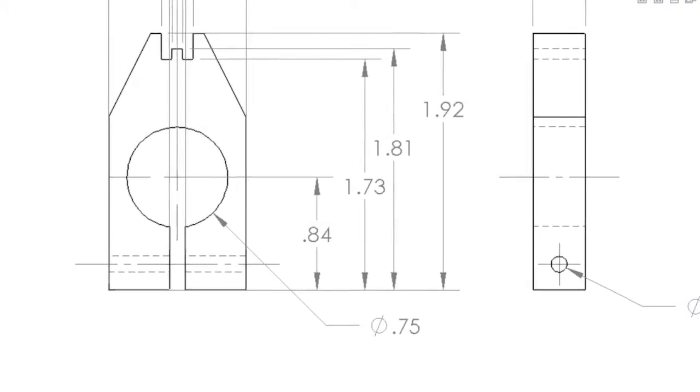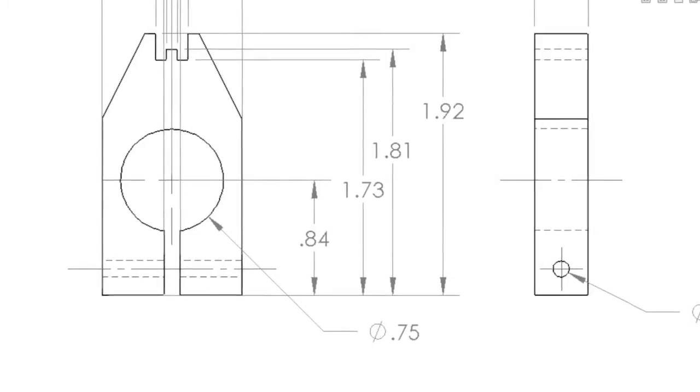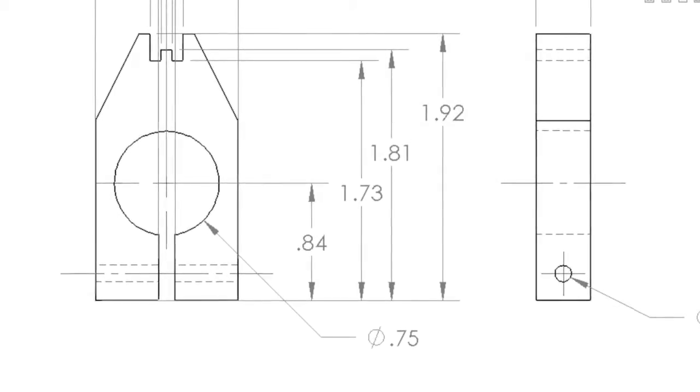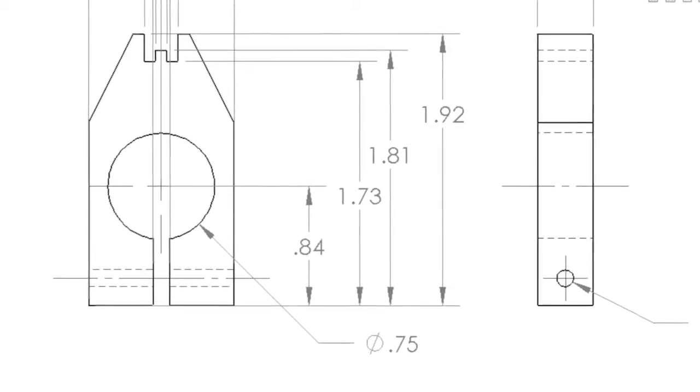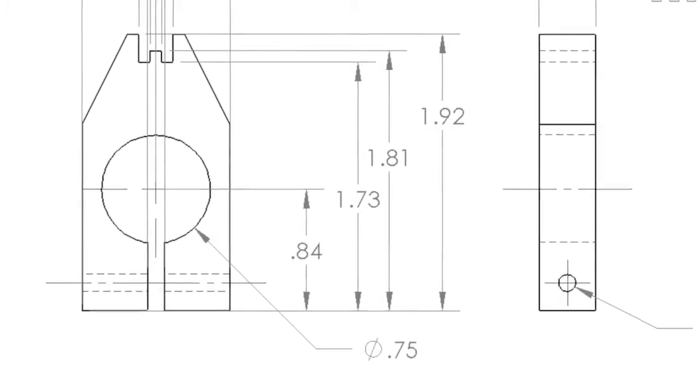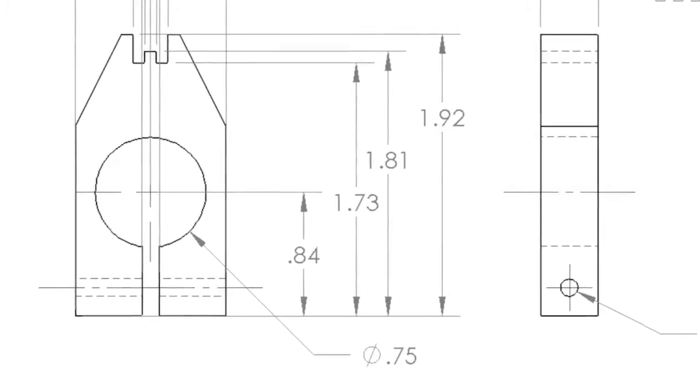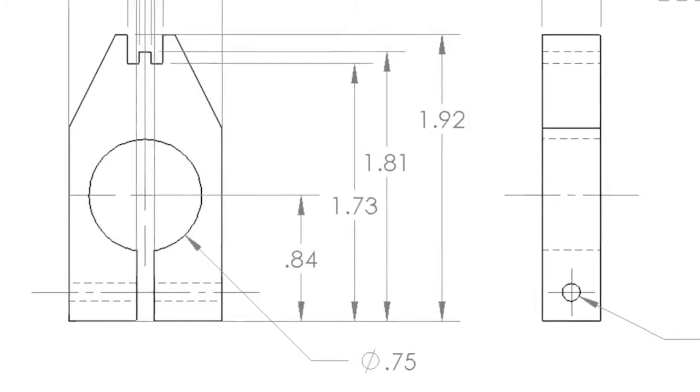Dimensions are placed between two views when it promotes drawing clarity. If extension lines are needed and cover part features, this placement is not recommended because it would clutter the views of the drawing and cause confusion.